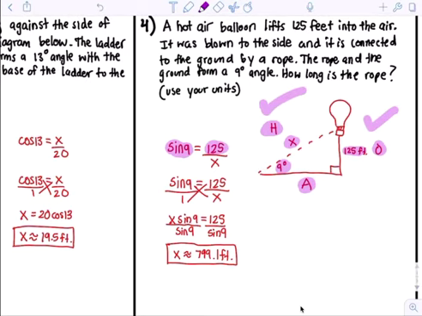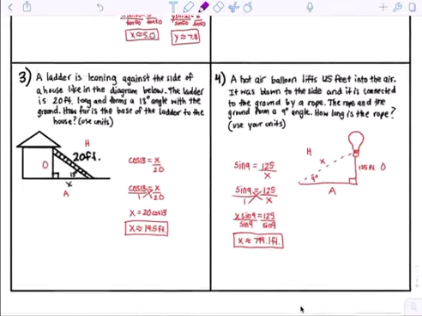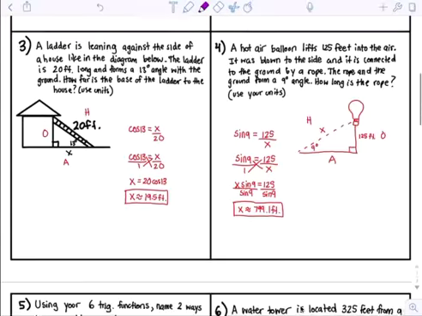So 125 over x. And then from there, we cross multiply: x times sine 9, x sine 9, equals 125 times 1, 125. To isolate x, divide both sides by sine of 9. So x is roughly 799.1 feet. That's how long the rope is. Okay, so that's number 4.